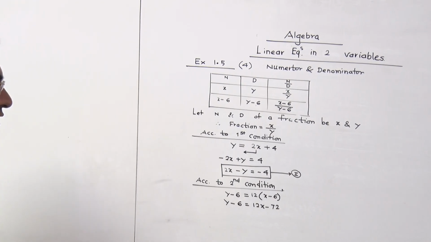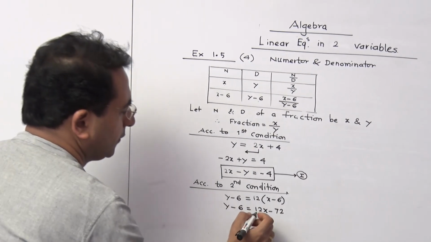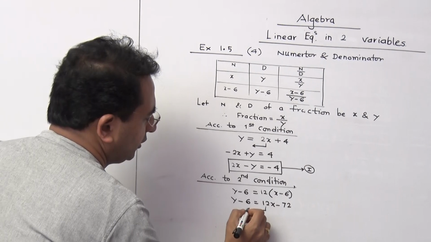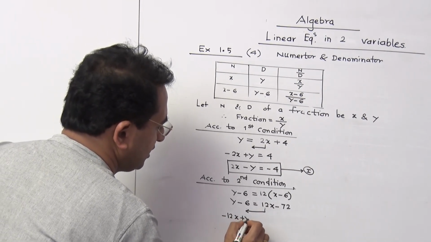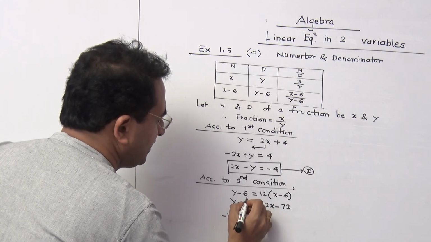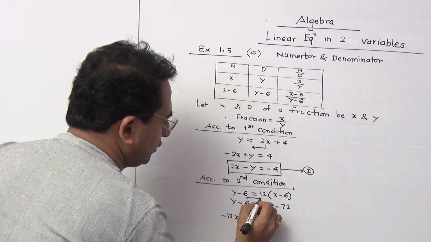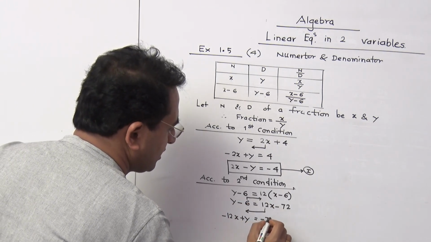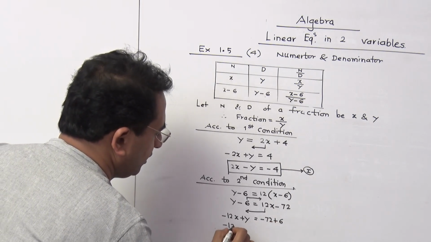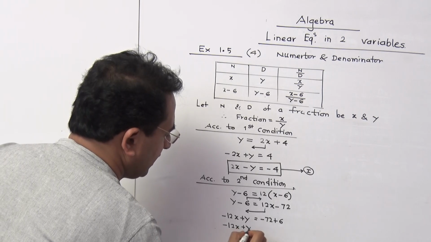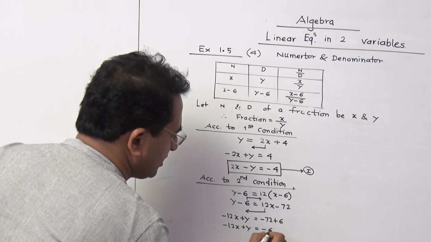Now this equation is not in a standard form. So I will transfer this on the left. It is going to be minus 12x plus y. Minus 6 we have to transfer on the right side. That is minus 72 plus 6. So it is minus 12x plus y is equal to minus 66.